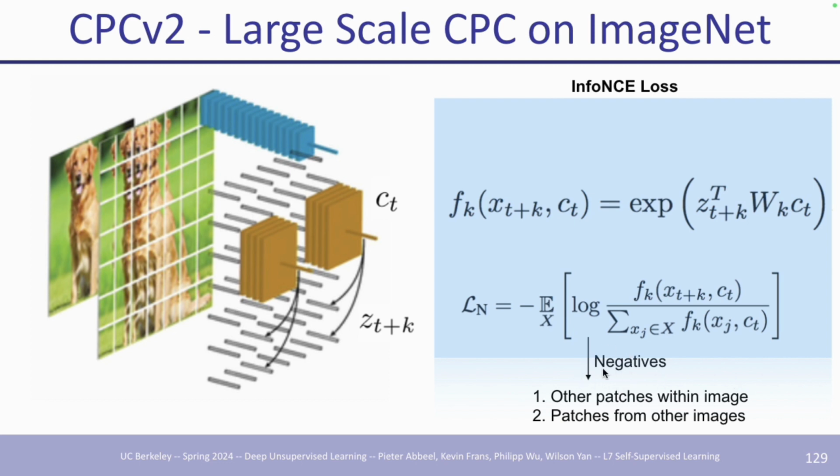Importantly here, when they take their negatives, or the things that they're trying to classify against, they have patches across other images as negatives, but they also have patches within the same image as negatives, just not at the rows that they're predicting. So I think specifically for this, they just tried to predict only 2 rows ahead, and everything else is considered a negative. So you can imagine that makes the task a little bit more difficult, because now you have to know exactly what would be 2 rows below the current patch.